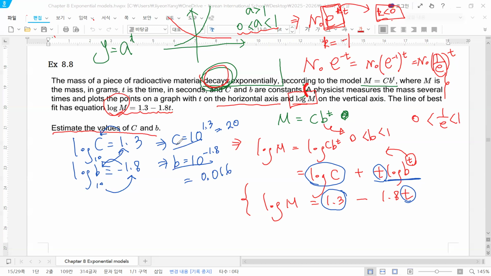Okay, students. So the value of c is similar to 20, or you can estimate it as 20, and then b, you can estimate as 0.016.